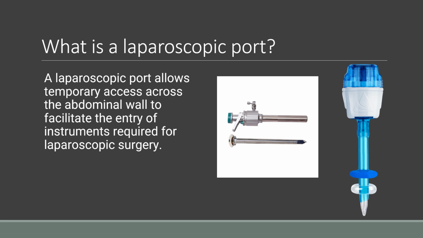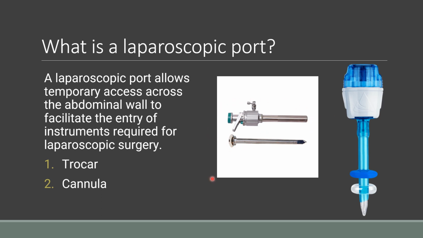for laparoscopic surgery. They come in lots of different materials, shapes and sizes. For example, the one on the right here has a little balloon at the bottom, whereas this metal one doesn't seem to have that. So there are different parts to lots of different laparoscopic ports out there, but essentially the two main components that make up a laparoscopic port are firstly the trocar and secondly the cannula. So this is the trocar, and then that would be the cannula.